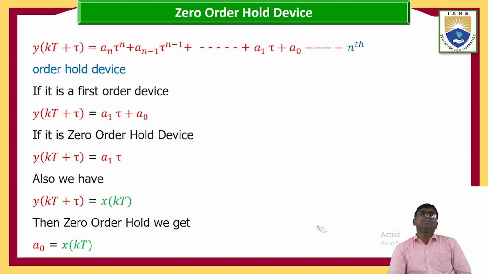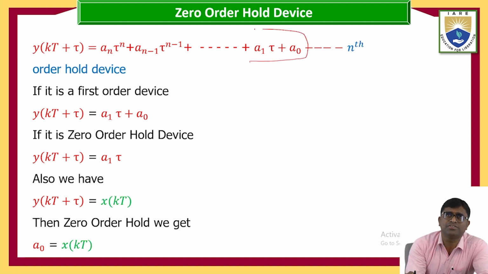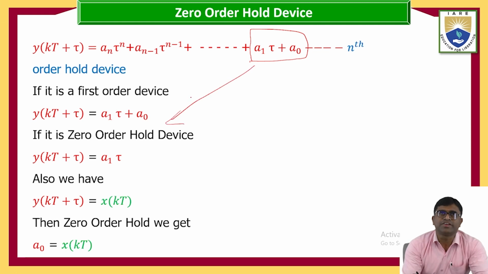Now I am going for this equation, the nth order hold equation. I am going for only the first order hold device. First of all, you have to remember what the order is. Order is nothing but the power in the equation. So if you take this one here, in this equation, the first order is coming up to here, these two quantities. In this equation, this is the first order hold device.